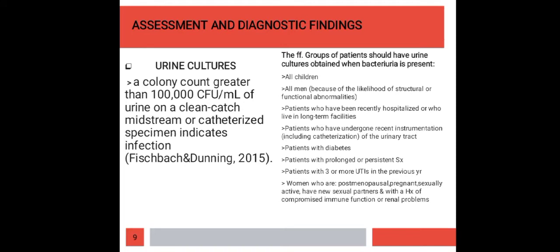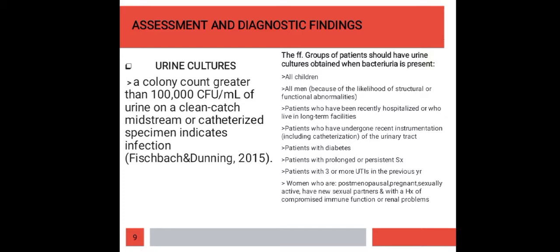Assessment and diagnostic findings. Results of various tests such as bacterial colony counts, cellular studies, and urine cultures help confirm the diagnosis of urinary tract infection. The first one is the urine cultures. Urine cultures are useful for documenting a UTI and identifying the specific organism present. UTI is diagnosed by bacteria in the urine culture.